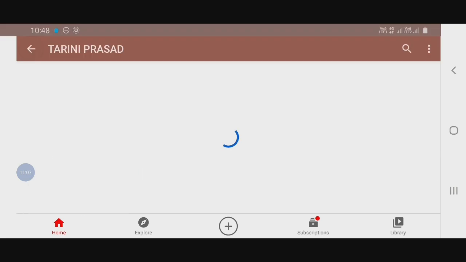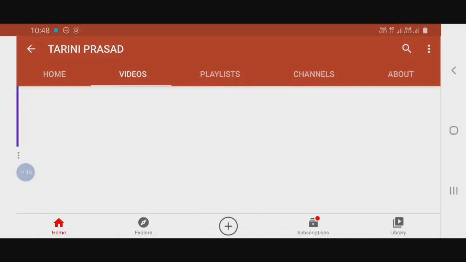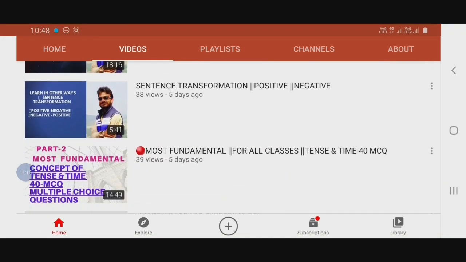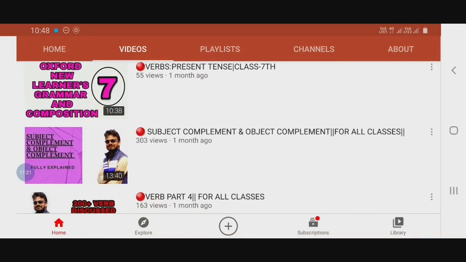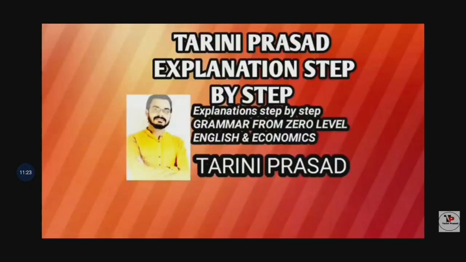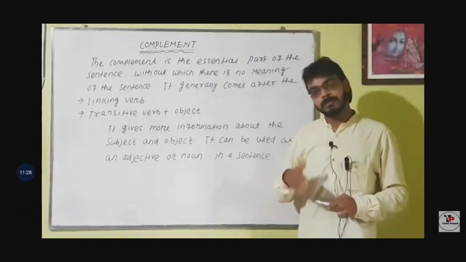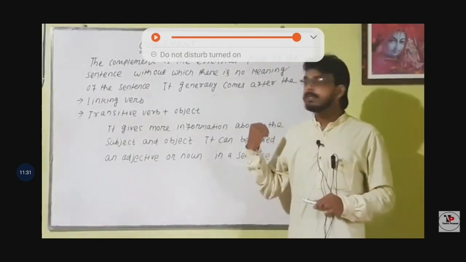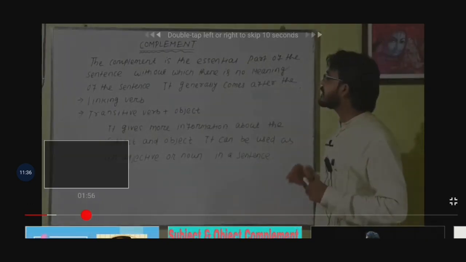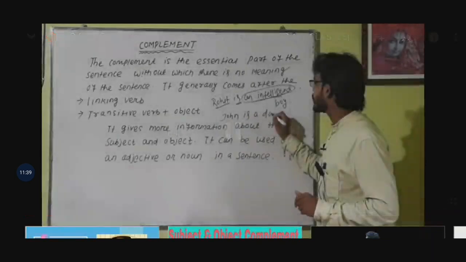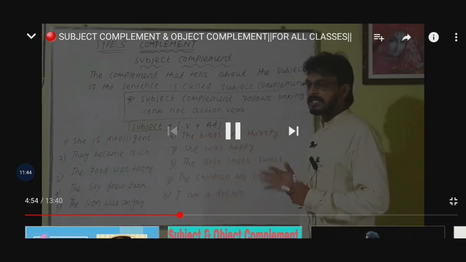Object complement. Subject and object complement. That is subject complement of a non-finite verb. Okay, so that's why we are focusing on this part most often. Okay, so let's start. What is a complement? John is a doctor. So here John is the subject, then the verb, plus a complement. Okay, linking verb.